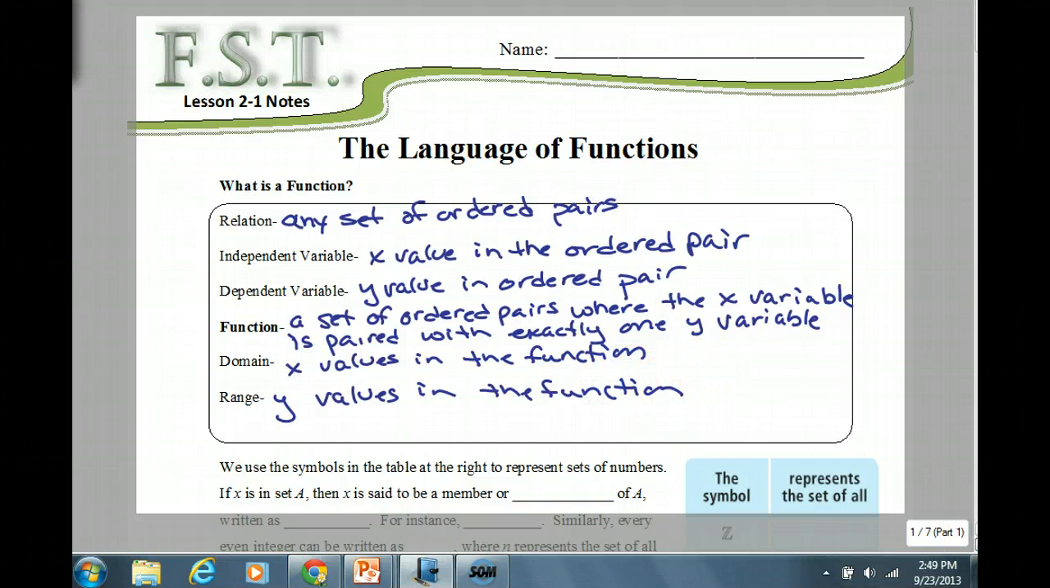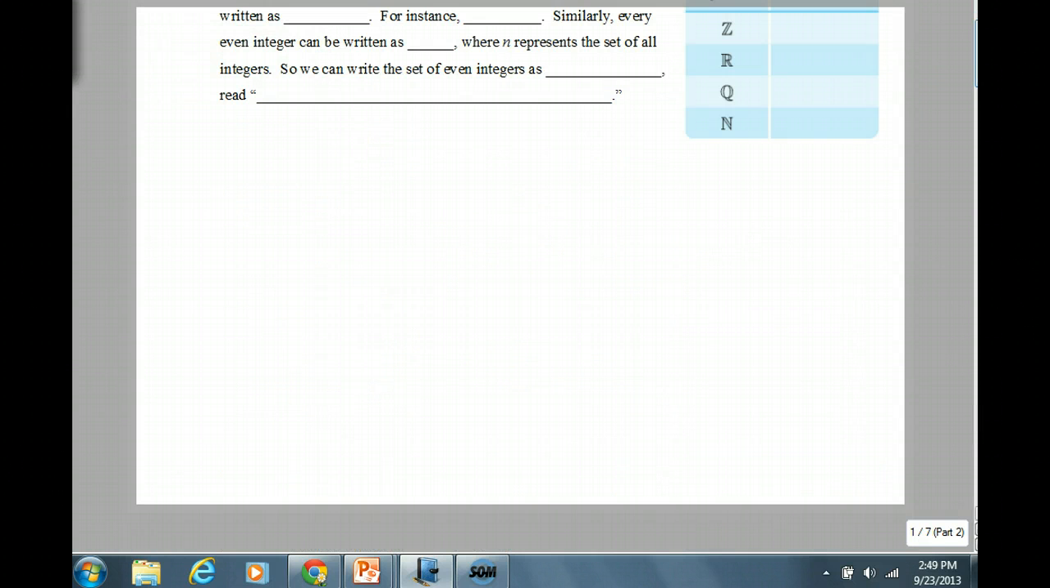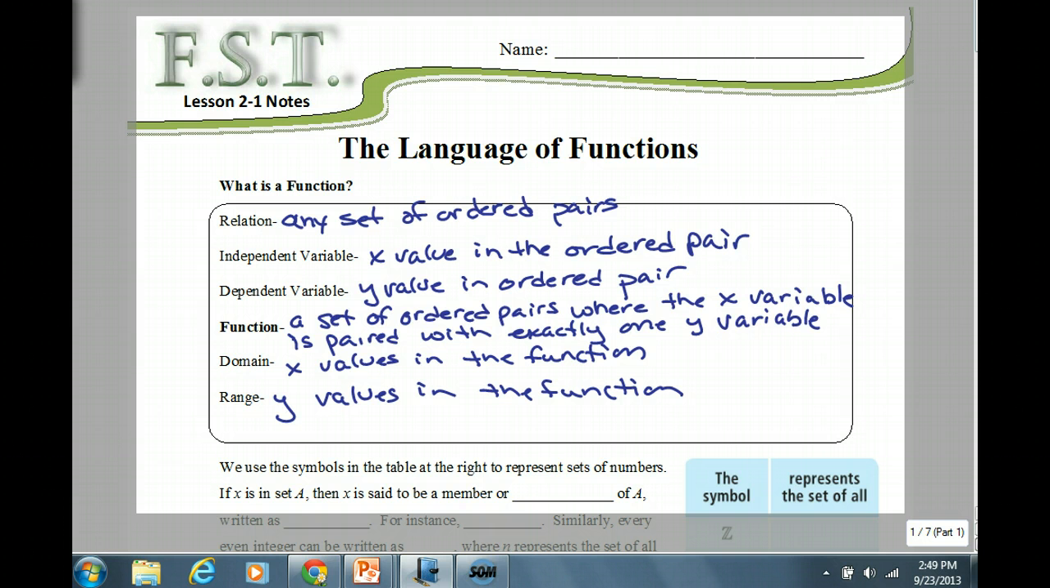So down below we have, I can't even get to it on this, but on the bottom it says, we use the symbols in the table at the right to represent the numbers of x in a set A, where x is said to be the member or element of A. Written as x, and then a curved E. So x is an element of A, like that. Okay? So that's what that symbol means, that curved kind of E is like an element of.